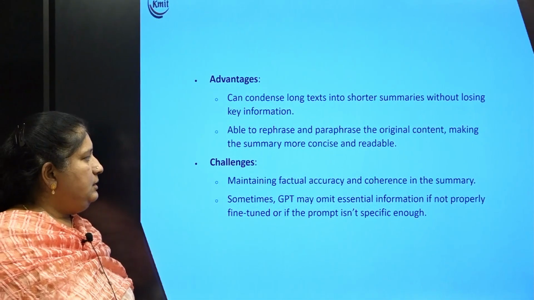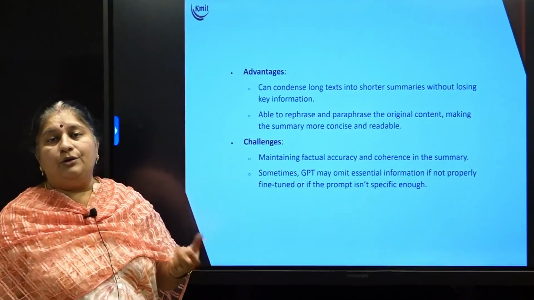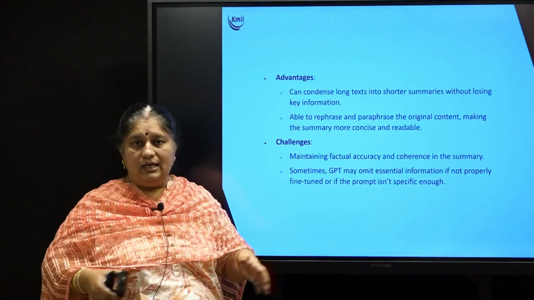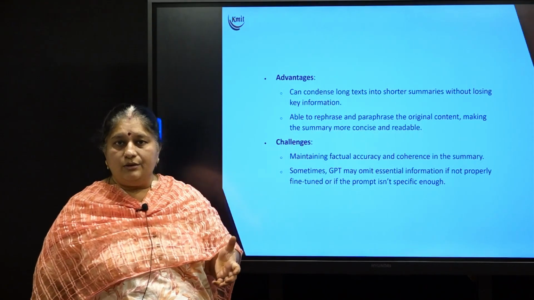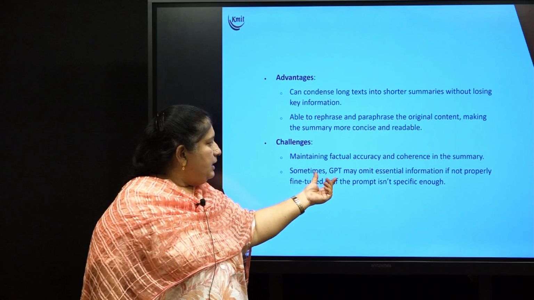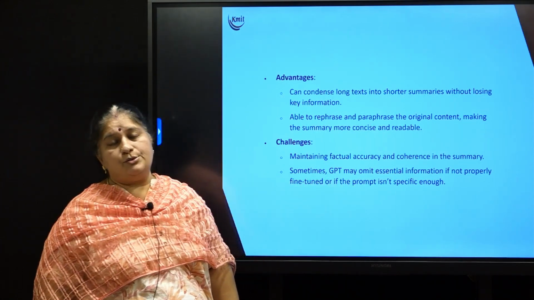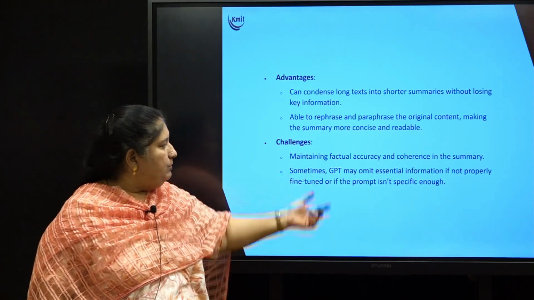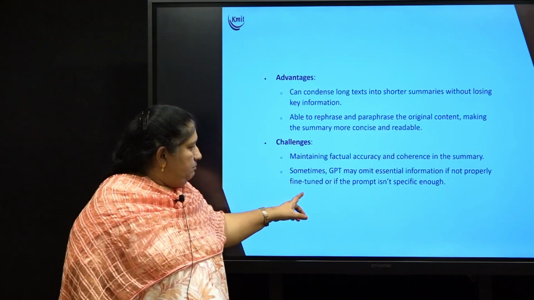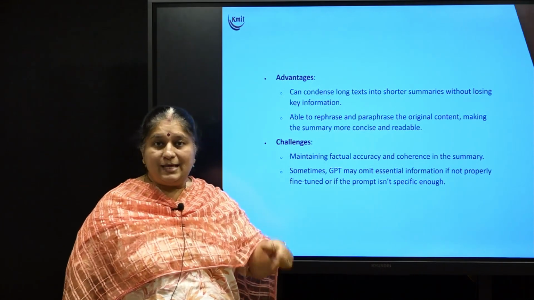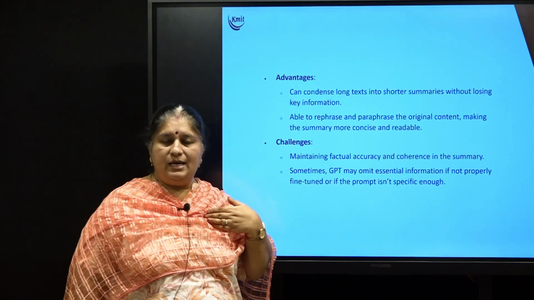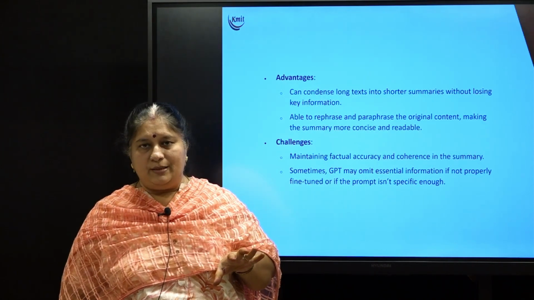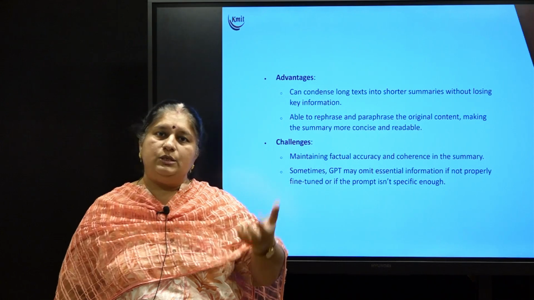What are the challenges? Sometimes you might lose the accuracy of the facts. While summarizing, you are trying to leave out some of the keywords, which might reduce the accuracy of a fact, right? And sometimes GPT might omit, because you are allowing it to omit the original content and just give a gist. Sometimes it might omit essential information, and may not be properly fine tuned. Does this happen when we are writing an examination? Maybe with me, yes. I might have written the OOPS principles in my examination paper, but I might not have used the keywords which are to be used.